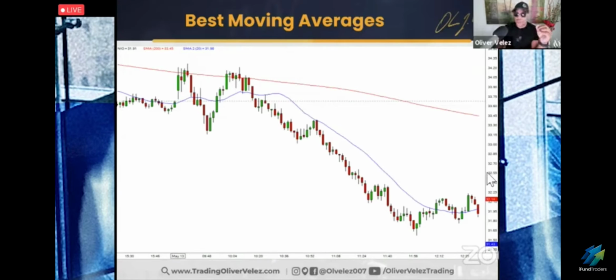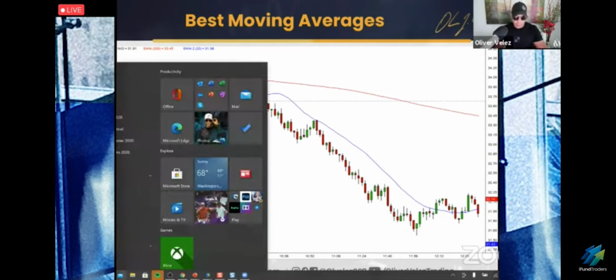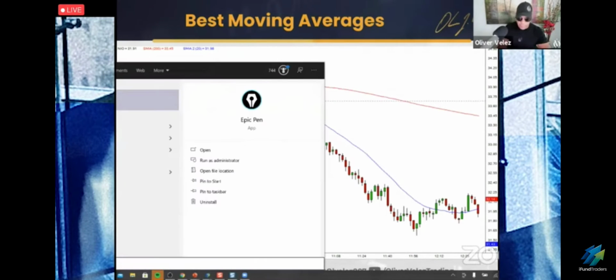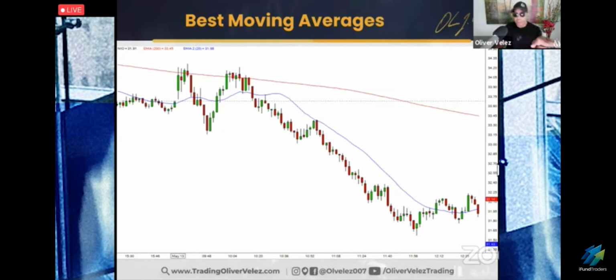Looking at a 2-minute time frame. So every bar you see on the chart is 2 minutes of time. I'm going to have to get my Epic pen up here so I can write on this chart for you. The blue line represents the 20-period moving average. The red moving average represents the 200.